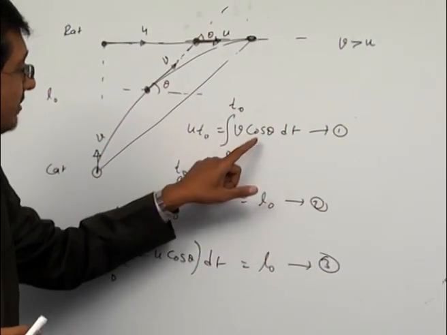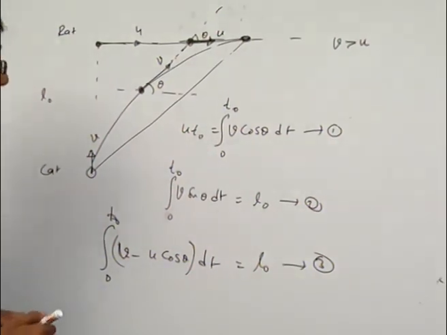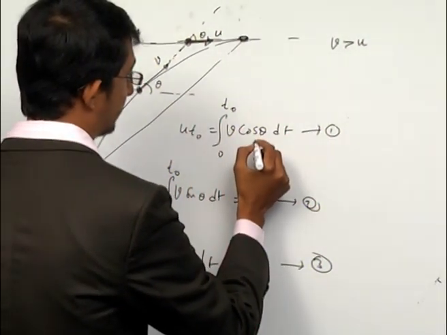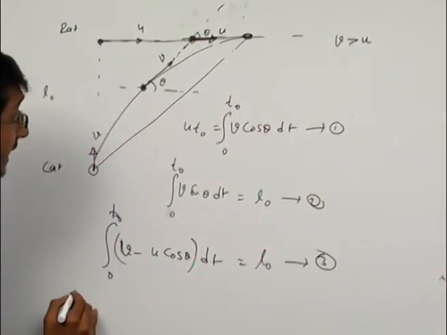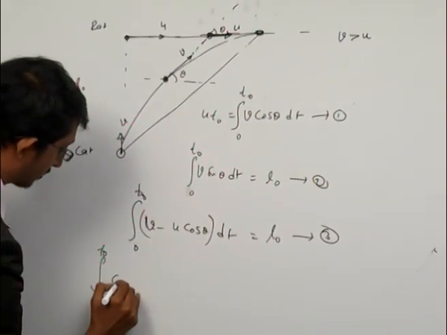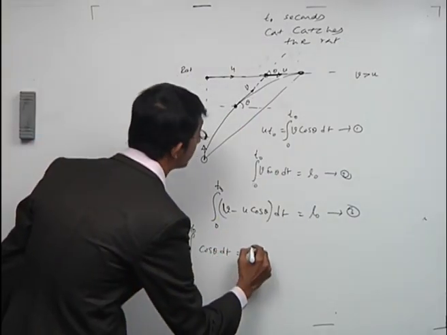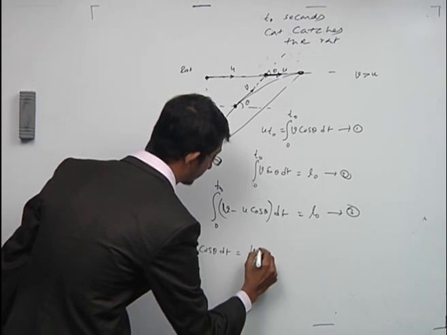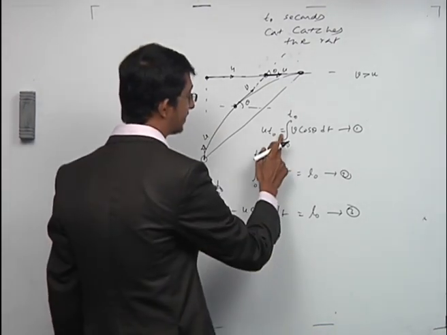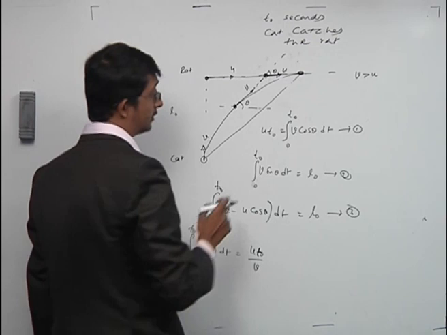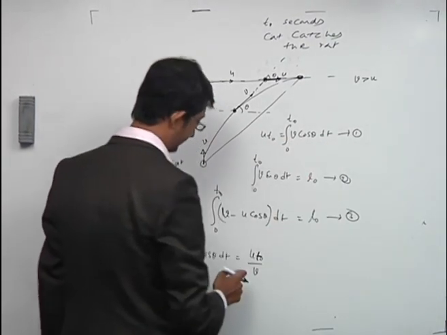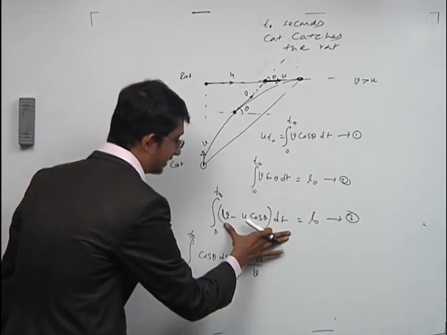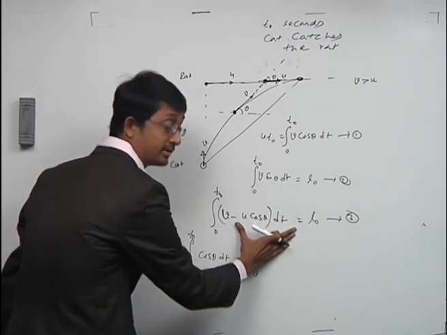All I have to do is eliminate cos theta integral. So from this first equation, I can get integral 0 to t0 cos theta dt as u t0 by v. How did I get that? I took v constant, divided u t0 with v, and I got this integral. We'll substitute this into the second integral. This we will use and put it in this integral.